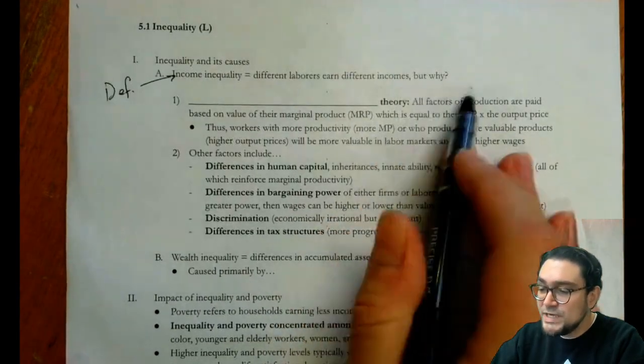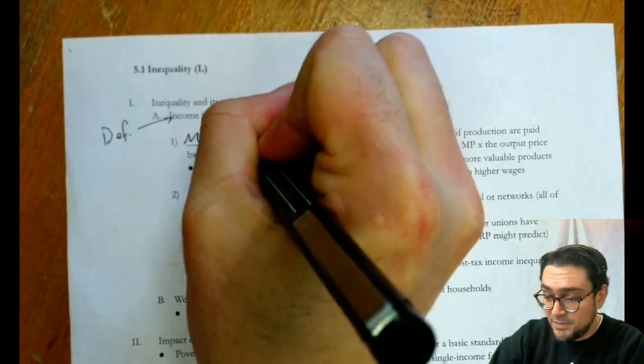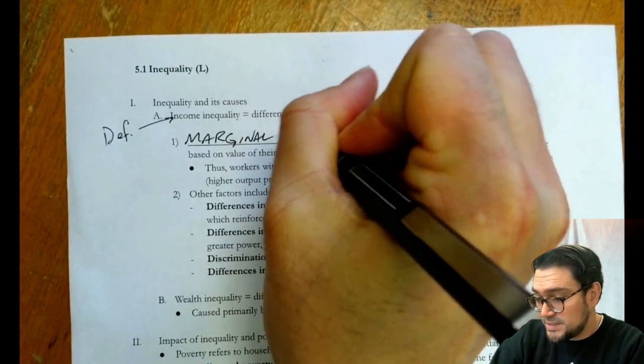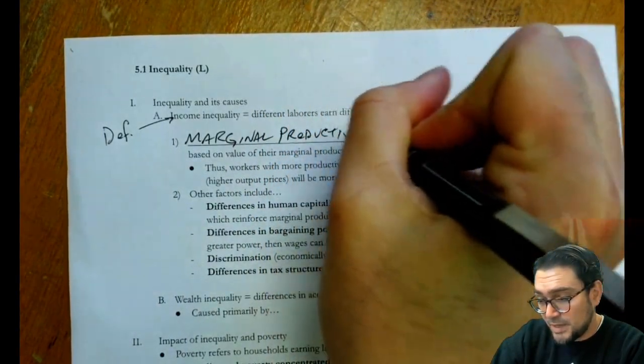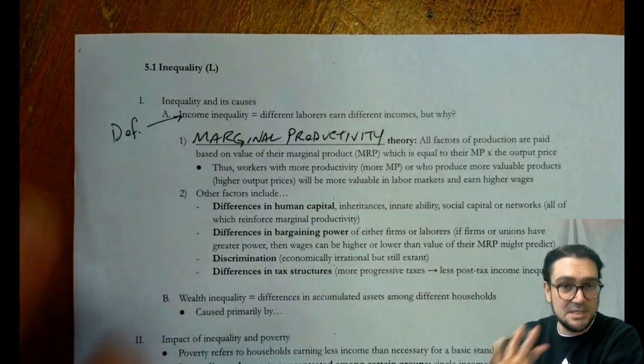And the primary reason, though, is what we call marginal productivity theory. Marginal productivity theory. And that's the biggie, right? That explains the vast majority of it. But there are some other factors that I'm going to outline in just a second.